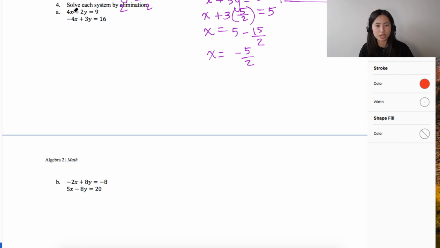That's why it's called elimination to begin with. You're trying to eliminate one variable at a time, and then once you get the variable, you just plug that back into your equation and solve for the other variable. So because we know that this is going to be 4x plus 2y, which is equal to 9, we can actually multiply the whole thing by negative 1. So this times negative 1.